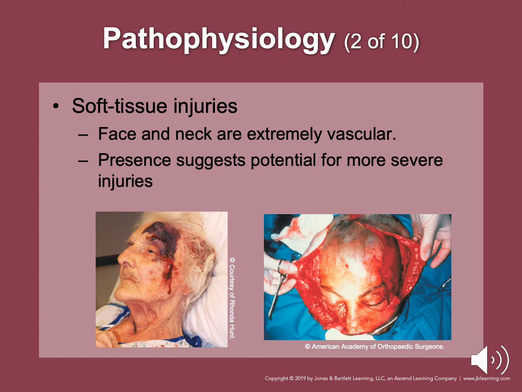Soft tissue injuries to the face and neck are very common, and these are extremely vascular areas. Swelling may be more severe. Bleeding from penetrating trauma may be heavy. Blunt trauma injuries may cause a hematoma, so its presence suggests the potential for more severe injuries. And that picture to the right, that's pretty significant there.